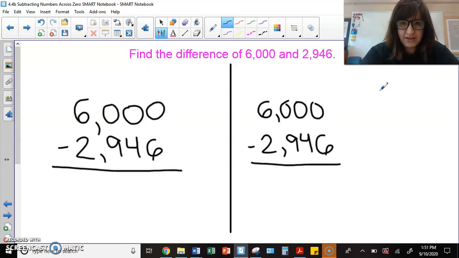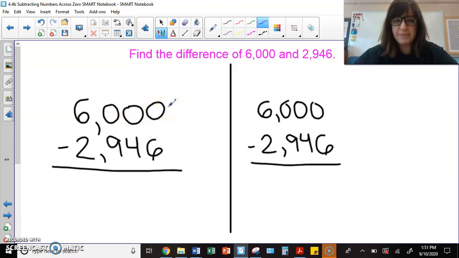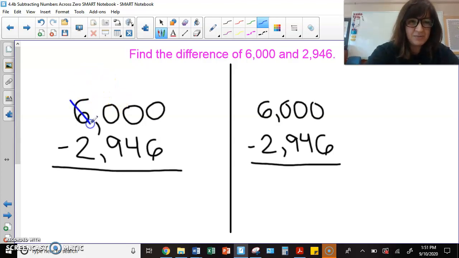Well, traditionally, when I subtract across a zero, I look at my top number first, my digits on the top, and I notice that I can't take 6 from 0. So I go over here to my tens place. I can't take anything from there. So I go over here. I can't take anything from there. So I got to go all the way over to my thousands place. I can take from my thousands place, and then I can give over here.